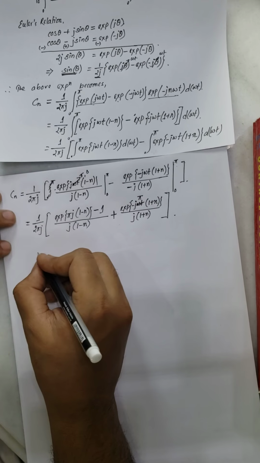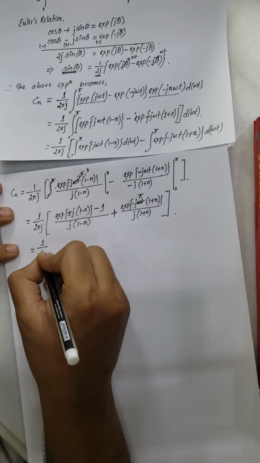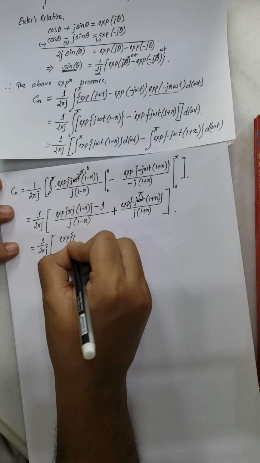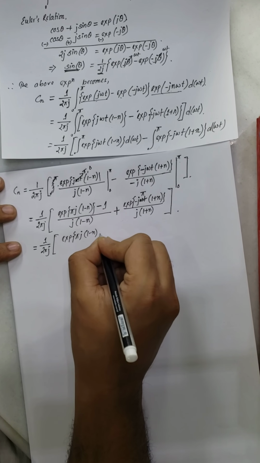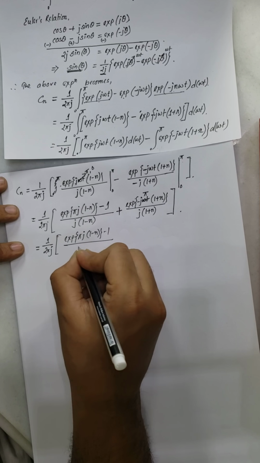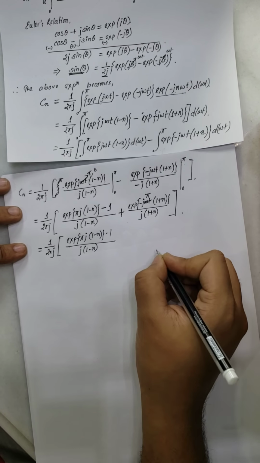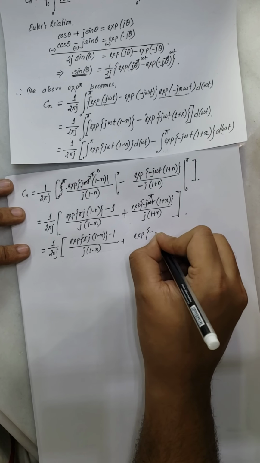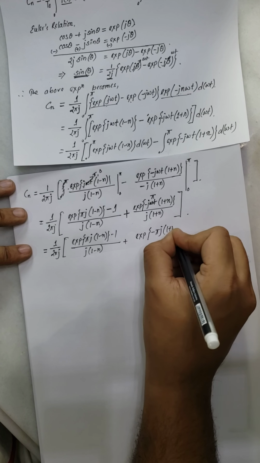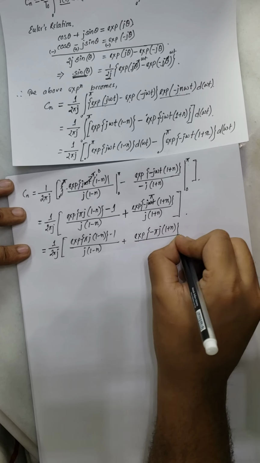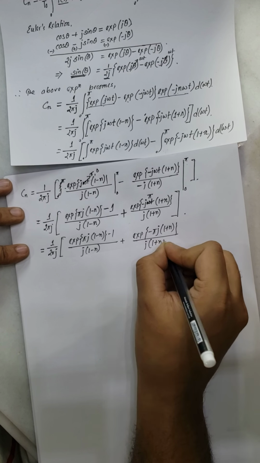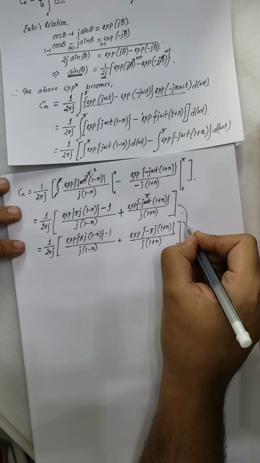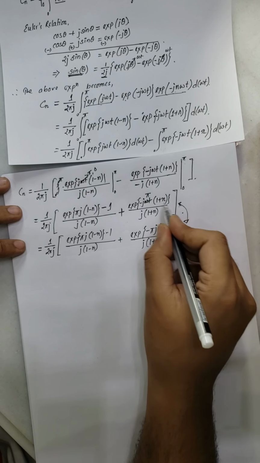So let me write it again for your edification. The expression is e to the power pi j 1 minus n minus 1 over j 1 minus n, plus e to the power minus pi j 1 plus n over j of 1 plus n. No mathematical changes from this line to this line. I have written it only for clarity.